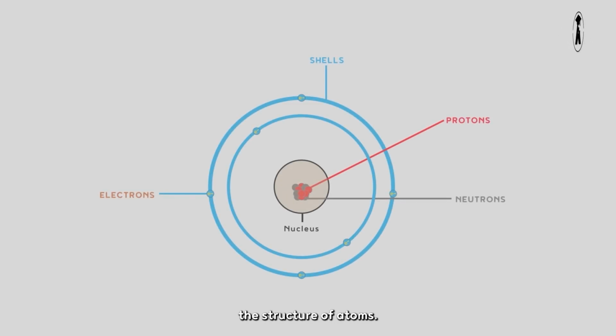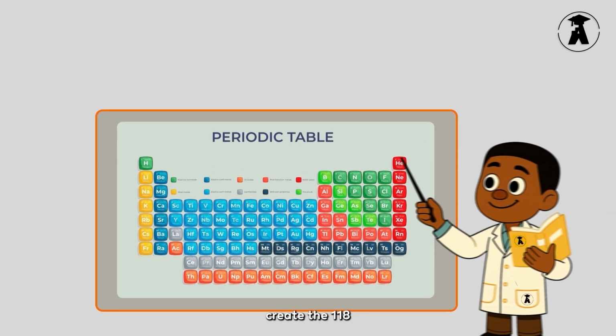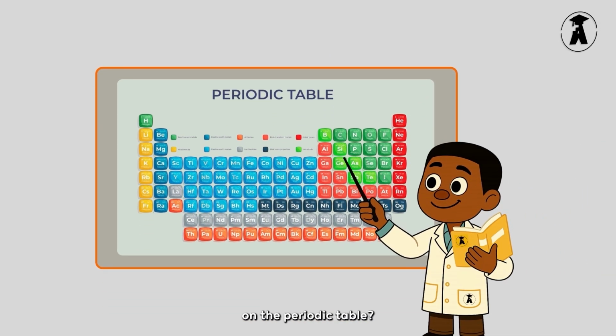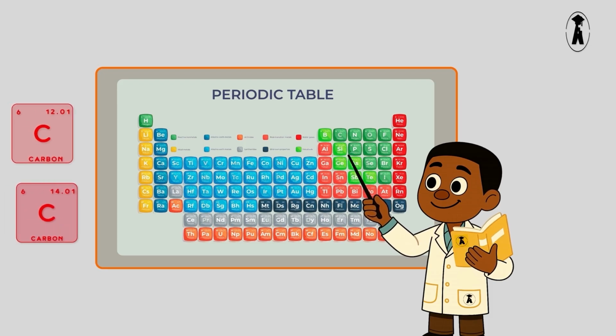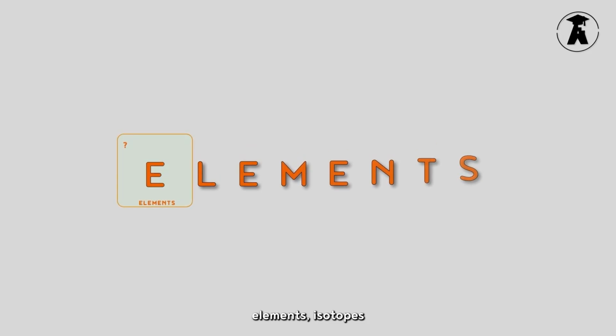In our last video, we cracked the structure of atoms. But how do these tiny particles create the 118 unique elements on the periodic table? And why do some atoms of the same element weigh differently? Today, we're diving into elements, isotopes, and the math behind your chemistry textbook's atomic relative masses.